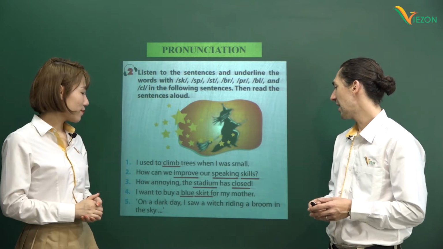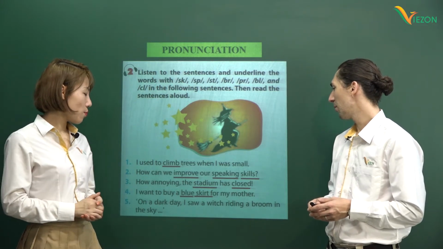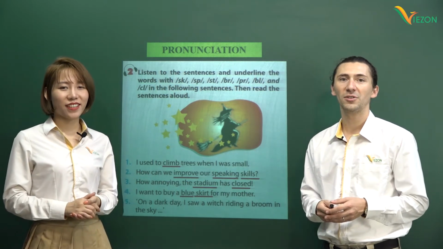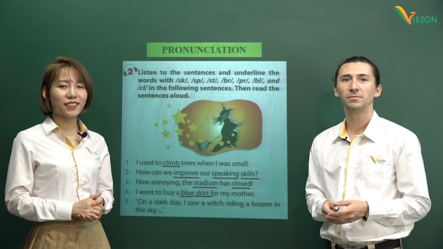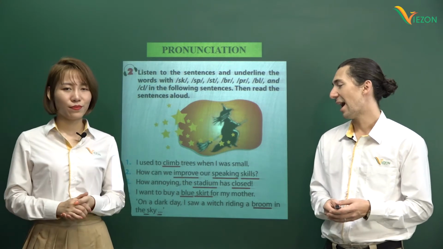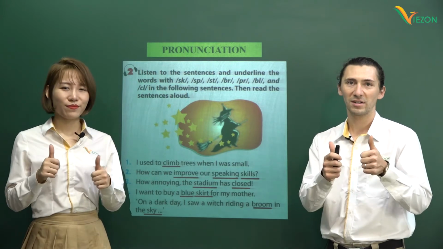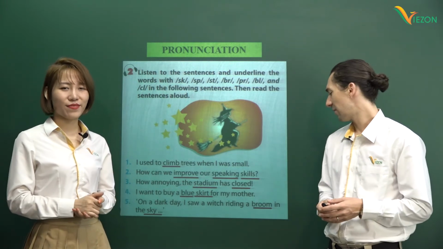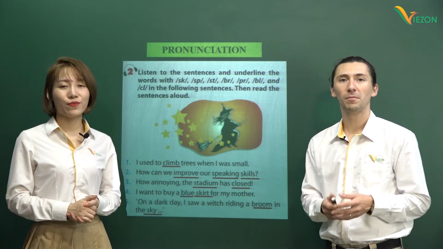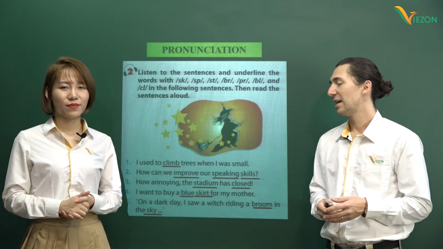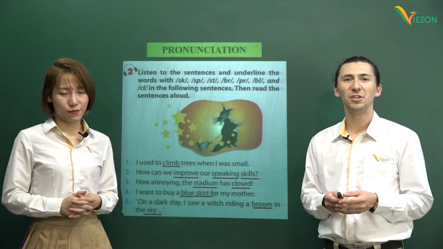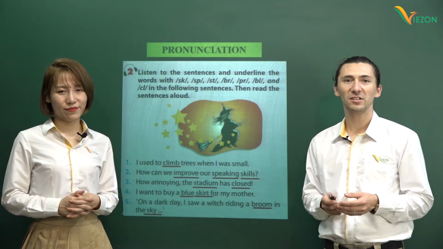And that takes us to the last one, number 5. On a dark day, I saw a witch riding a broom in the sky. All right, this one I see a couple we can underline also. So go ahead and underline now. And if you underlined broom and sky, you are correct. So let's go ahead and practice those a couple times. The first one, broom. Broom. Very good. And the second one, sky. Sky. So how did you do? Did you underline the same words as us?